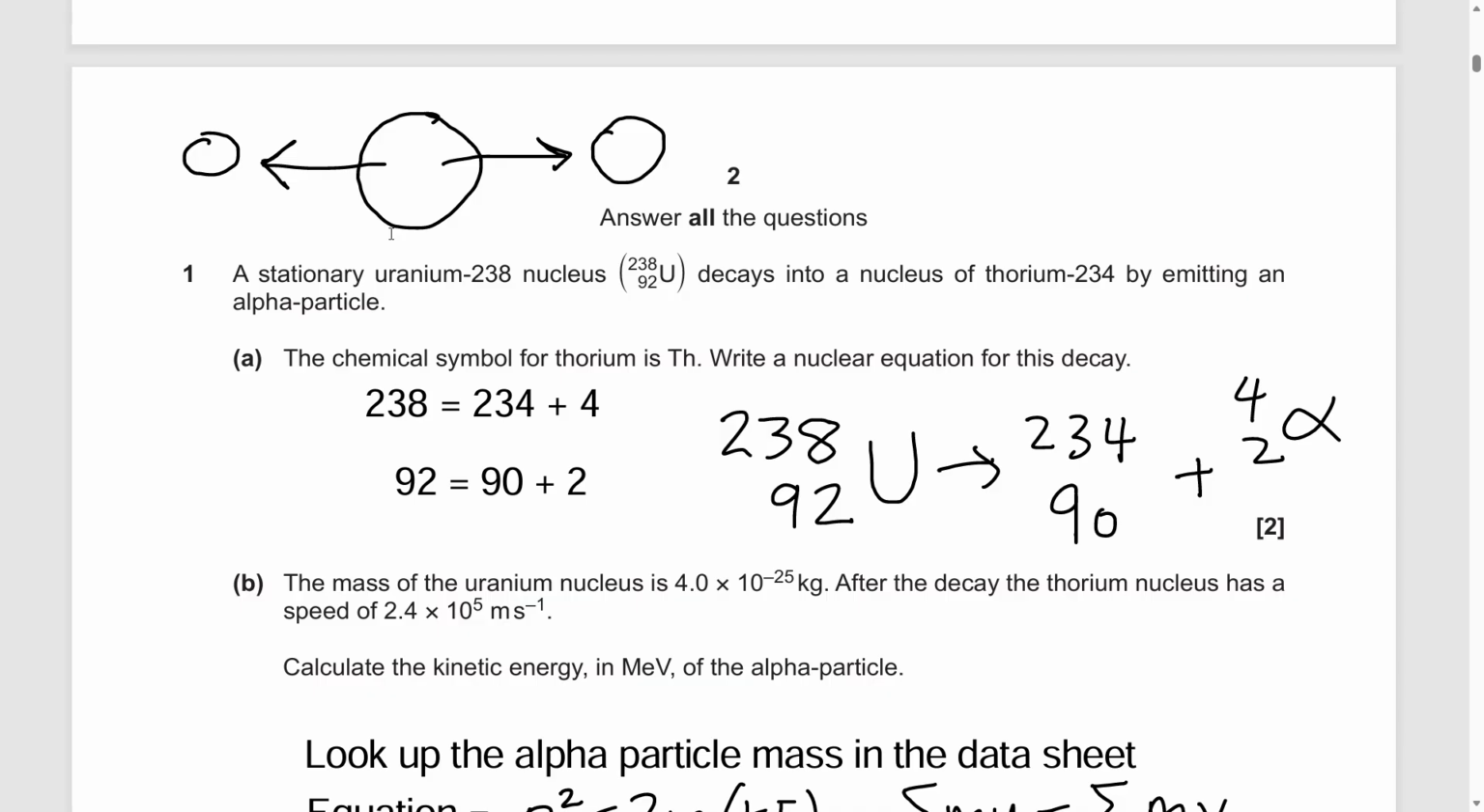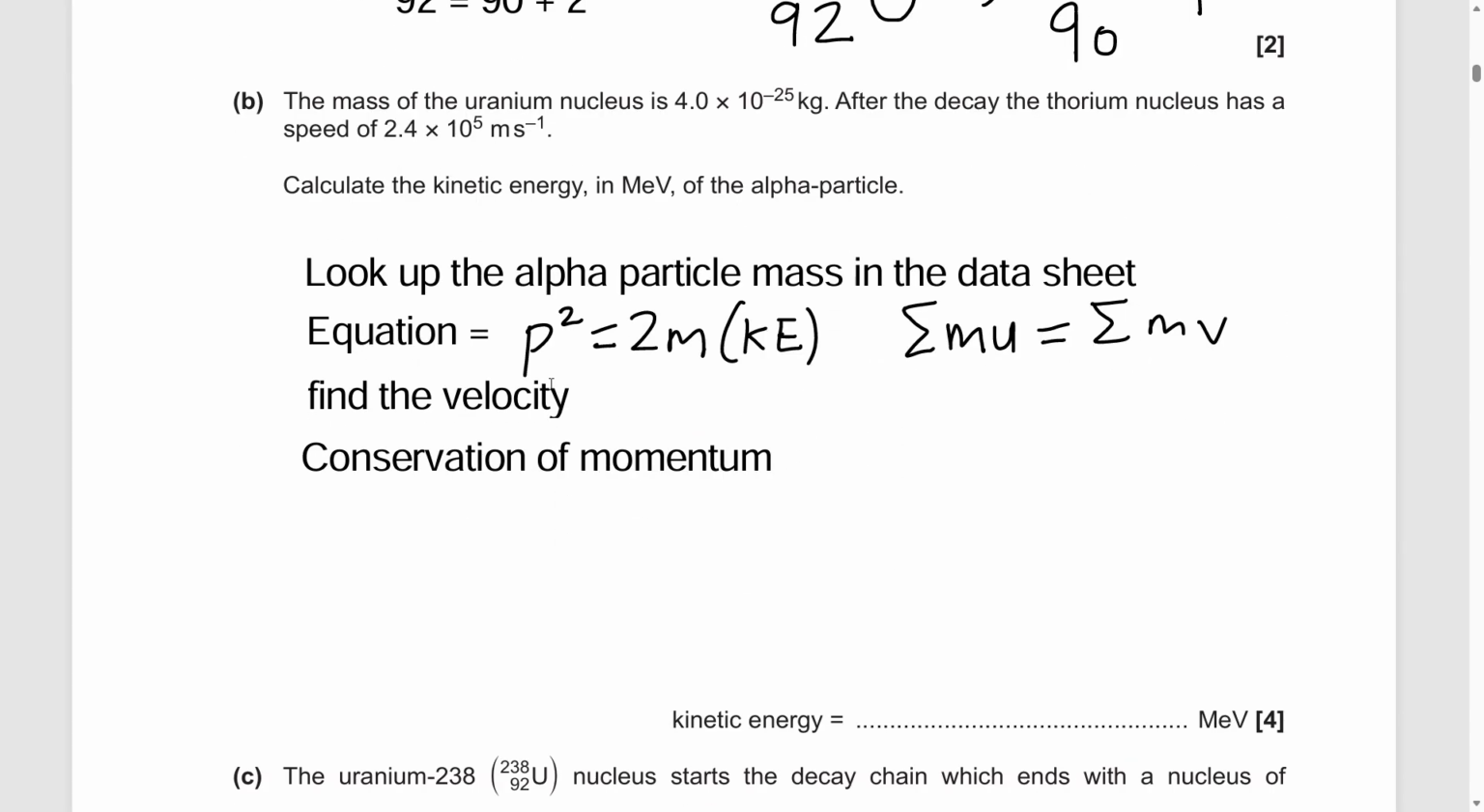So here you got 238 is equal to 234 plus 4, and then 92 is equal to 90 plus 2. So here the 234 should be thorium, but if you don't know the element, you can still write down X. Remember, the alpha is 4, 2. For this question, look up the alpha particle mass in the datasheet.